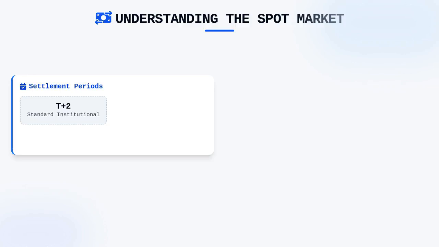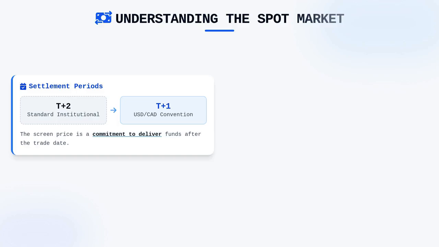When we talk about the spot market, we are referring to the immediate exchange of currencies, which theoretically occurs within a standard settlement period. In the traditional institutional FX market, this settlement is defined as 2 business days forward, commonly referred to as T plus 2. Understanding this is crucial because the price you see on a screen is not just a nominal number.